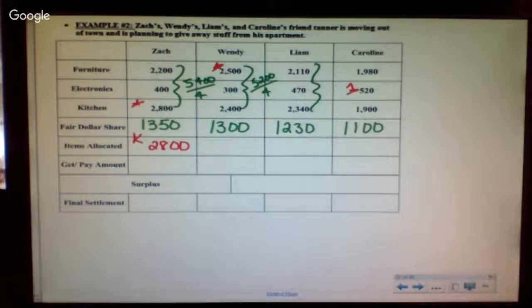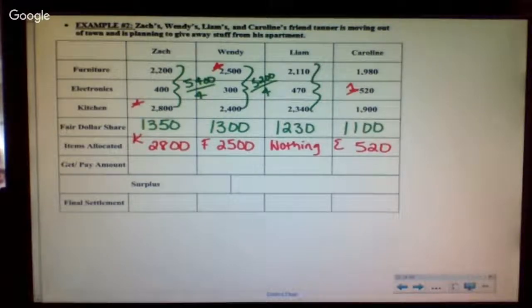So Zach gets a kitchen worth $2,800. Wendy gets furniture worth $2,500. Uh-oh. What did Liam get? Nothing. He gets nothing. Caroline gets electronics worth $520.